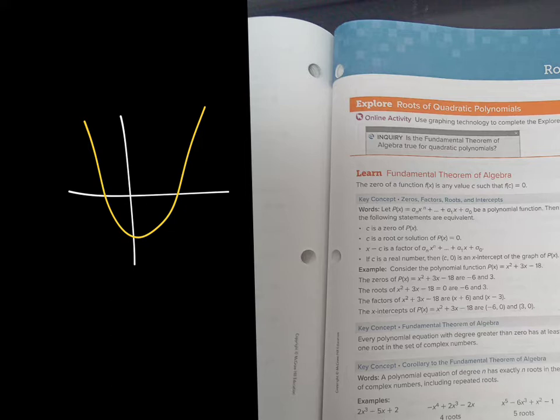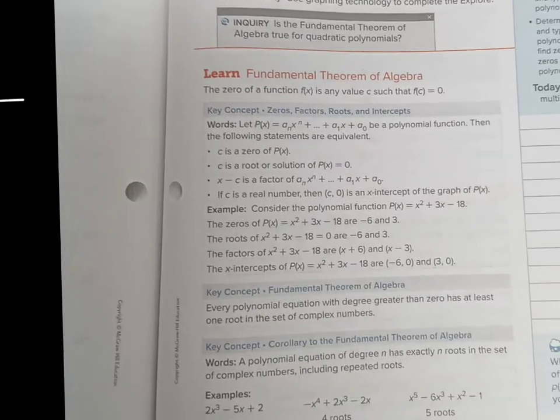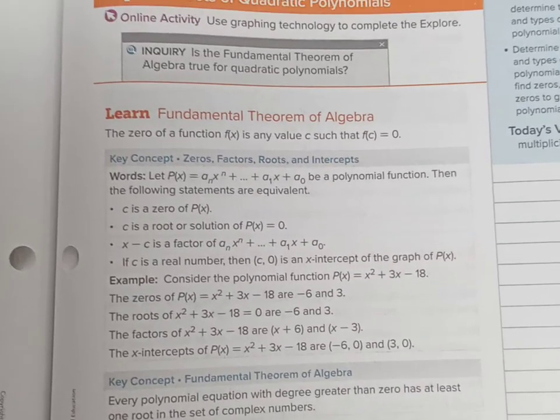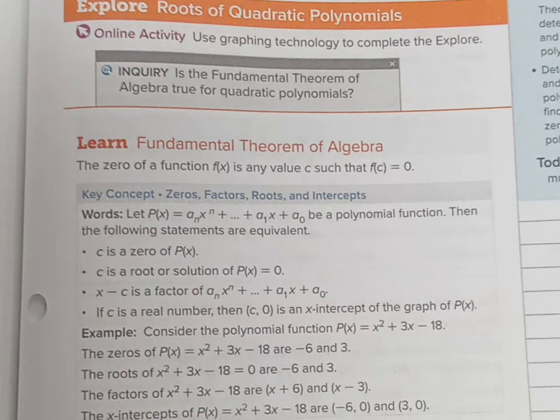And, right, these are not just going to be parabolas. They're going to be different degrees, okay? So what they're saying right here, the first thing that they're saying is the zero of a function f of x is any value of c so that this happens. And so what are they saying there? f of c equals 0. What does that mean?